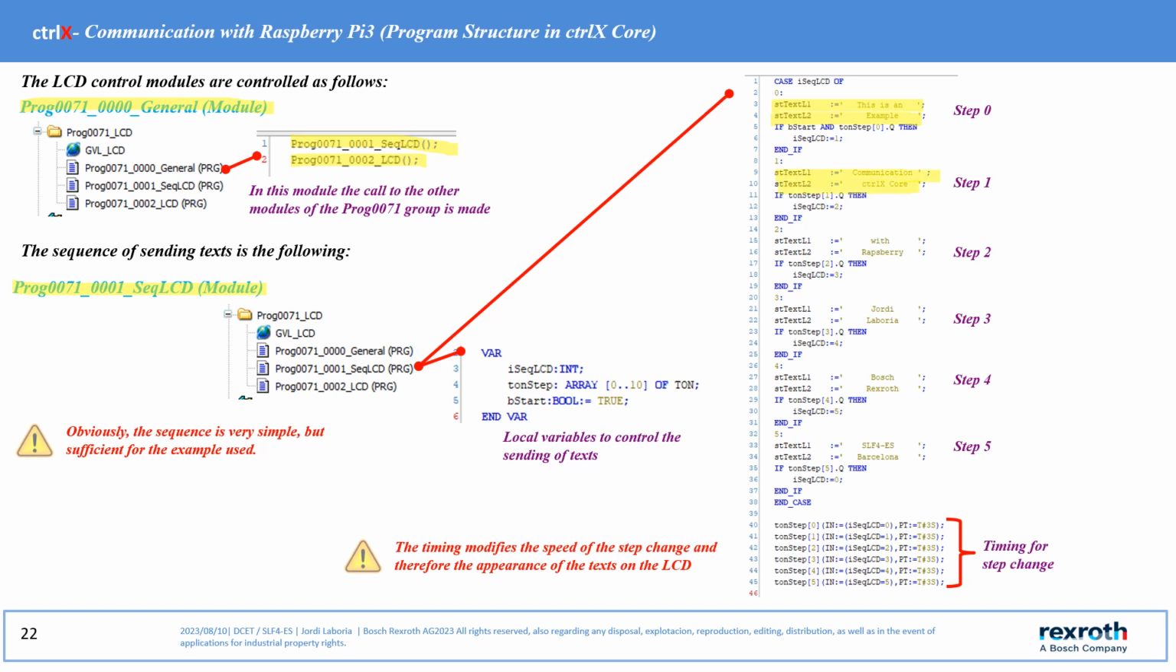The steps, 6 in total, are controlled by a case, and the change of steps is made by a timer that we will manage outside the case, so as not to cause a freezing of the same, and that will be activated when the step is active. If we want to modify the speed of change of the text, we can change the value of the timing, so that the text changes faster or more slowly.